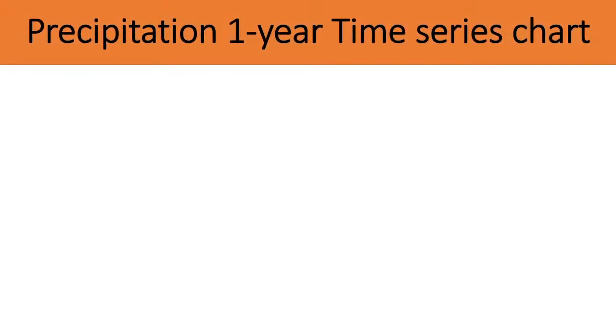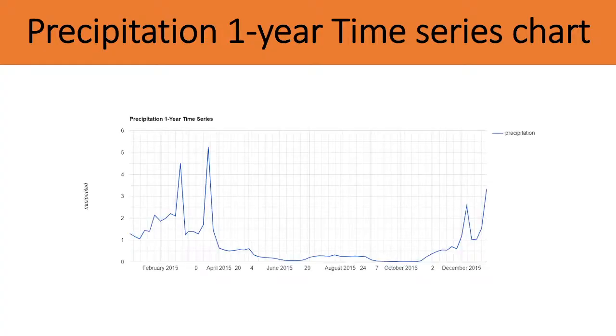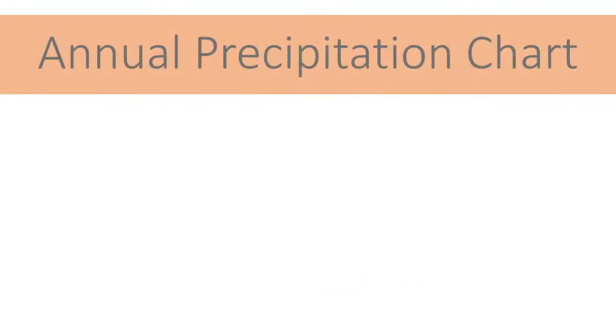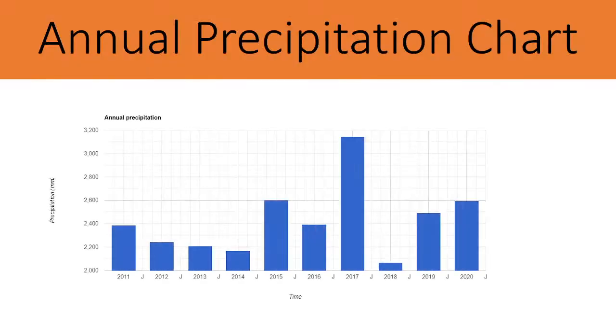And we can also easily make the precipitation time series data for 1 year. What is the condition for the 1 year, such as the year 2015? What is the condition of precipitation? We can easily calculate this type of chart and find out where it is low and where it is high. We can also create the annual precipitation chart, for different years such as 2011, 2012, 2013, 2014. We can easily find the annual precipitation time series chart in the Google Earth Engine platform.